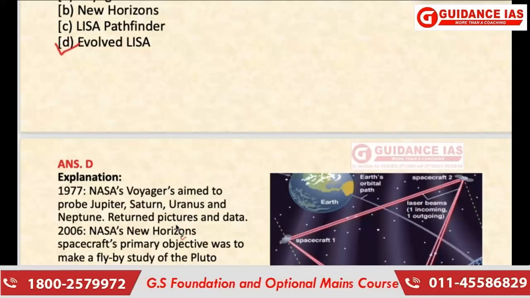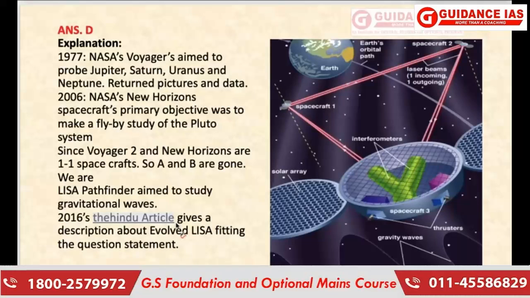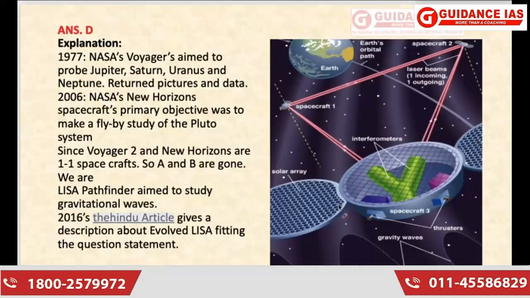But how? For that you must look at this diagram. eLISA, or we also call it Laser Interferometer Space Antenna, is a mission which aims at exploring the gravitational universe from space for the first time, right? What exactly is happening here? We need to understand it, and that's precisely what our question is also asking.